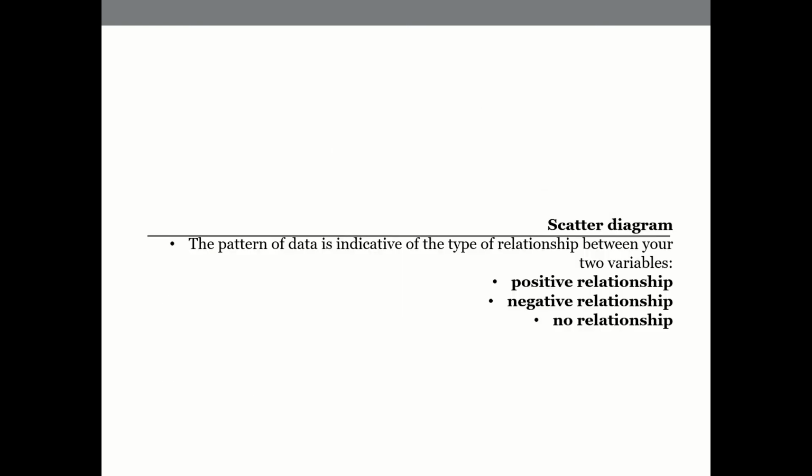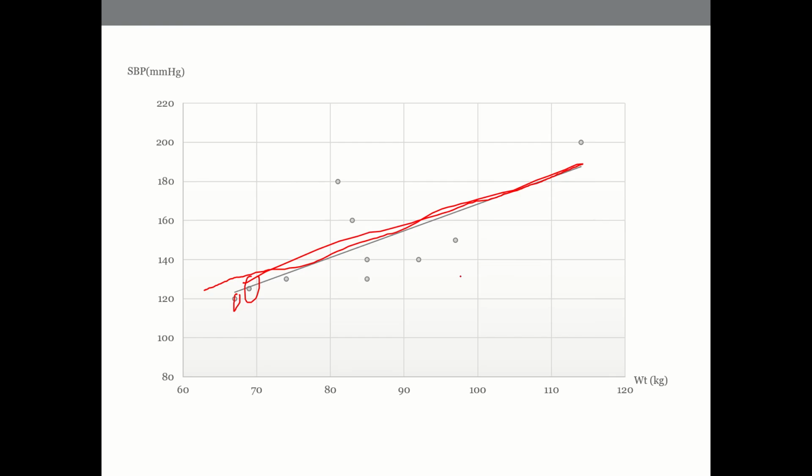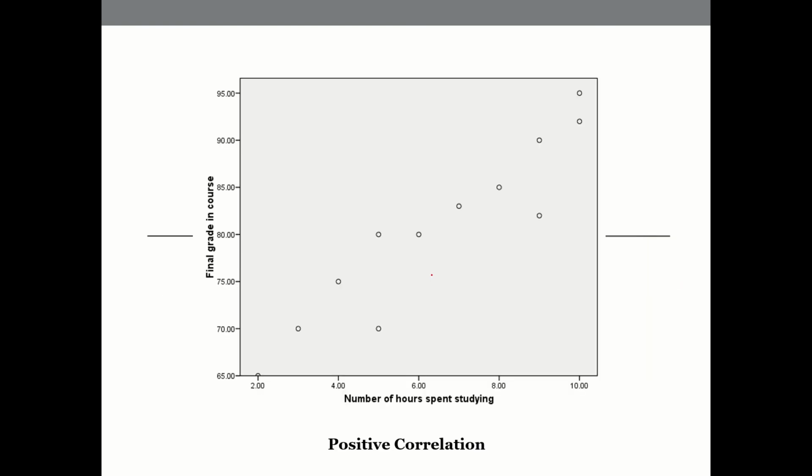Okay, so if we go further, I'll tell you how we read this diagram. There are three things that we should understand. One is positive relation, another one is negative relation, and the third one is no relation. What is positive relation? I think I have some. Yeah, this is positive relation.